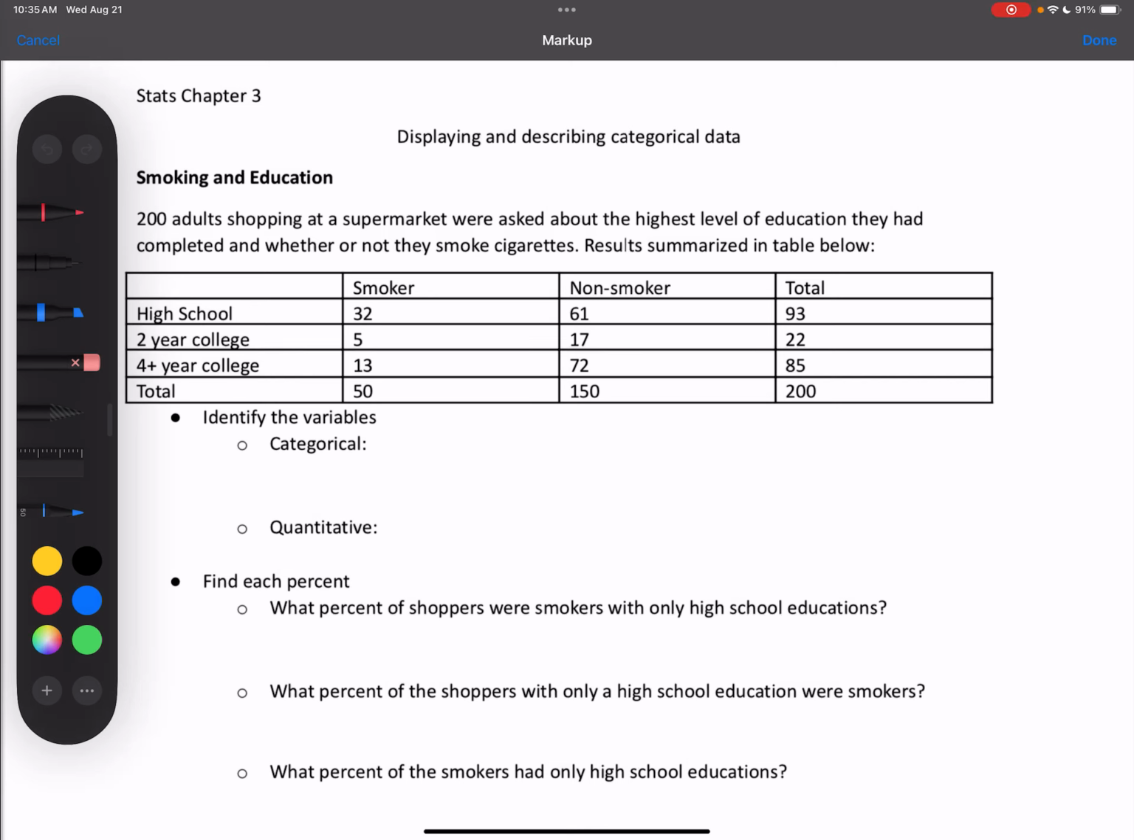200 adults shopping at a supermarket were asked about the highest level of education they had completed and whether or not they smoked cigarettes. Results are summarized in the table below. So we have their highest education being high school, 2-year or 4+ years of college, and whether they said they were a smoker or a non-smoker, and then the total for each on the outside.